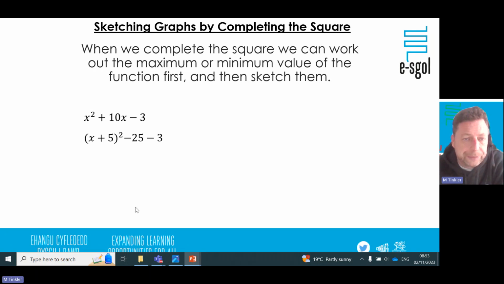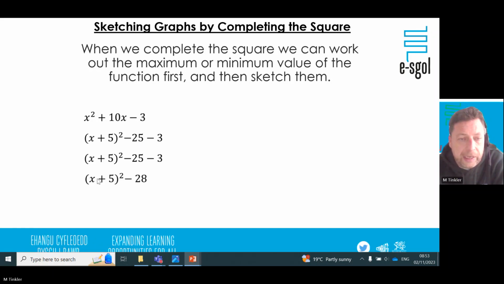We're going to complete the square. Half of 10 is 5. 5 squared is 25, so minus 25 to counteract that. It ends up as x plus 5 squared minus 28. So how does this relate to a sketch? Well, it's a quadratic curve, and it's also a positive quadratic curve, so it would go down and then up, making what I would call a smiley face. When it's a minus x squared, it would make a grumpy face, a negative face, but it's a positive parabola.